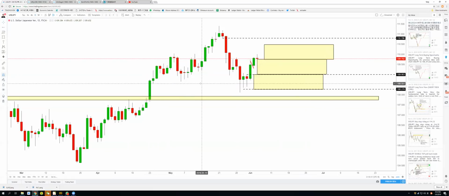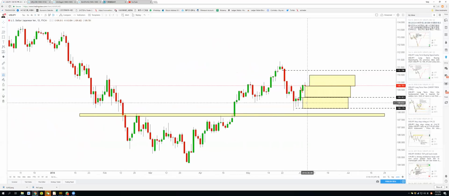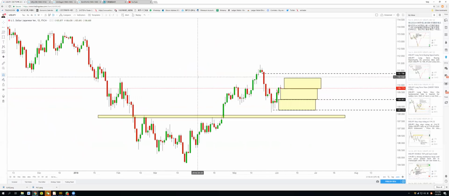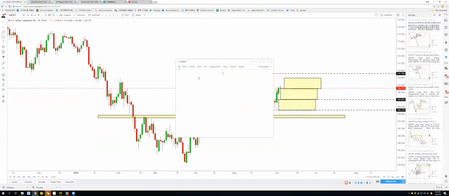So dollar yen is still bullish and just hold your long position if you catch this inside bar break up. That is good. Okay, so let's move on. We'll go to Aussie dollar.